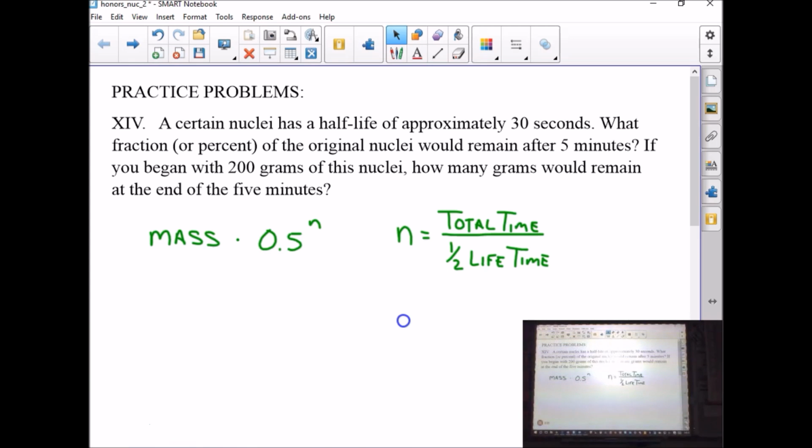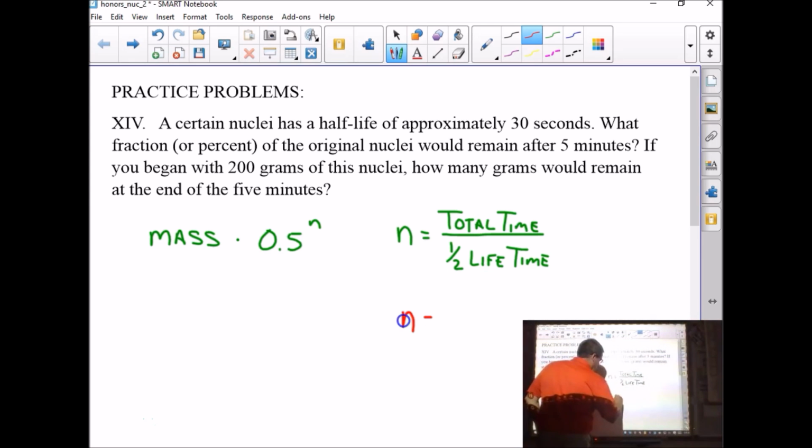So, looking at the first practice problem, it says a certain nuclei has a half-life of, we'll say, 30 seconds. What fraction or percent of the original nuclei would remain after 5 minutes if you began with 200 grams of the nuclei? And then it says, calculate how many grams would remain at the end of 5 minutes. So we have 30 seconds and 5 minutes. So if we're going to do this, we have to have the same units. So what do you want to go with, minutes or seconds? Okay. And it doesn't matter which one you go with.